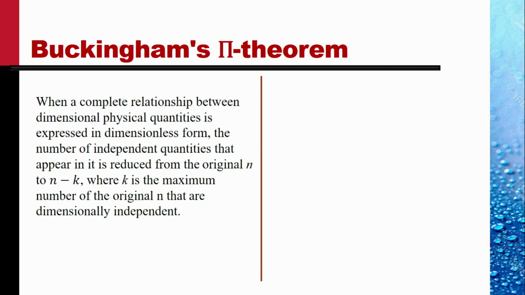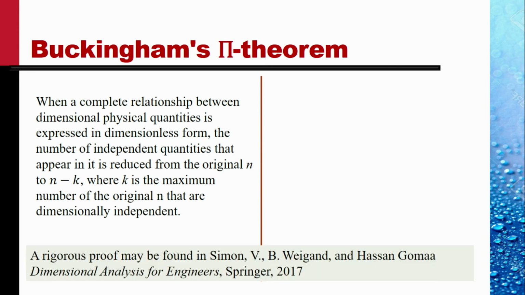When a complete relationship between dimensional physical quantities is expressed in dimensionless form, the number of independent quantities that appear in it is reduced from the original n to n minus k, where k is the maximum number of the original n that were dimensionally independent. A rigorous proof of this theorem, which is known as the Buckingham pi theorem, can be found in this reference. Bridgman is another reference where you can find the proof. So this is the form of the deflection of the fishing rod that we have determined.